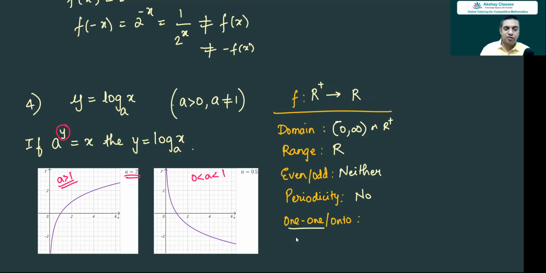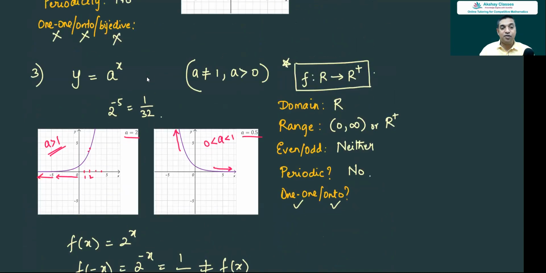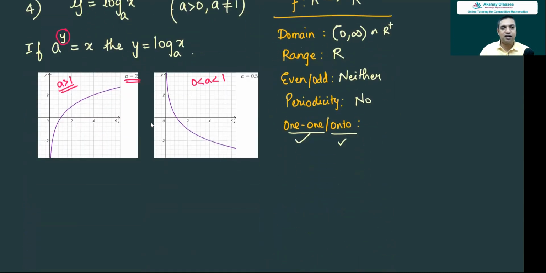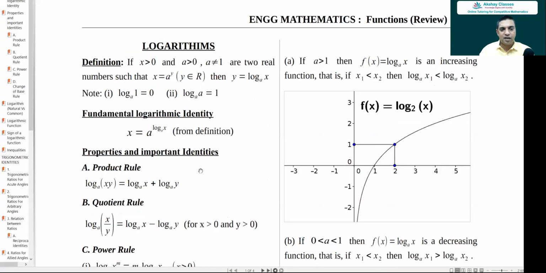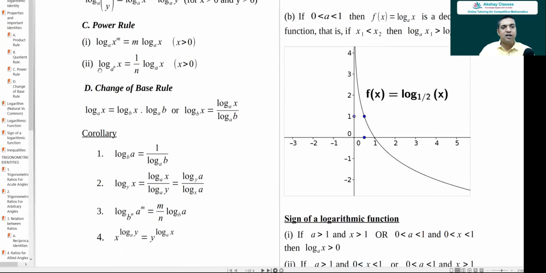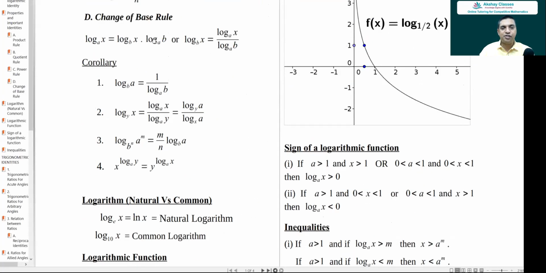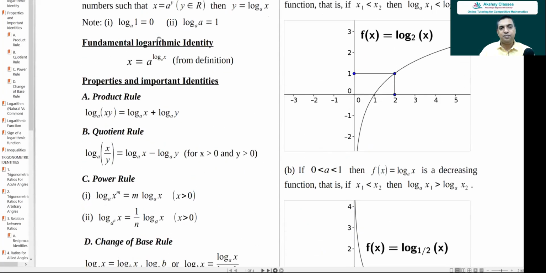It is already 1-1. There's no question of that. We are just checking whether it's onto. So both of these are inverses of each other, a power x and log x to the base a. And there are properties of logarithms. Right now it is not so critical for us. The properties of logarithms I have given here, with the graph. These are basics, you should just go through them and keep it. I will share this sheet with you.